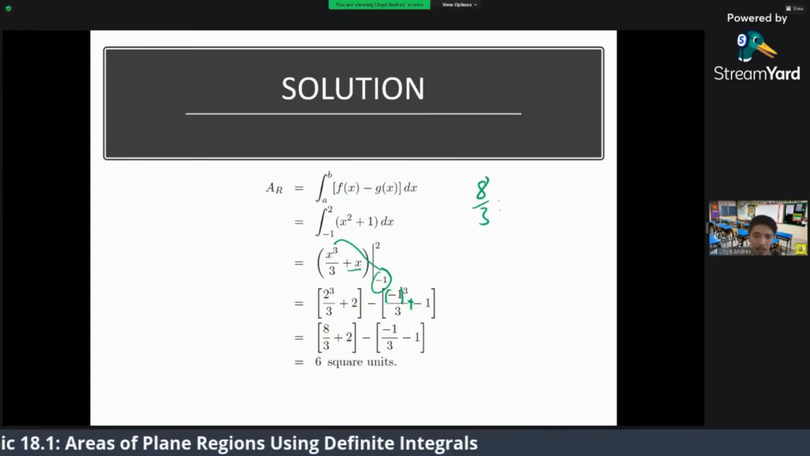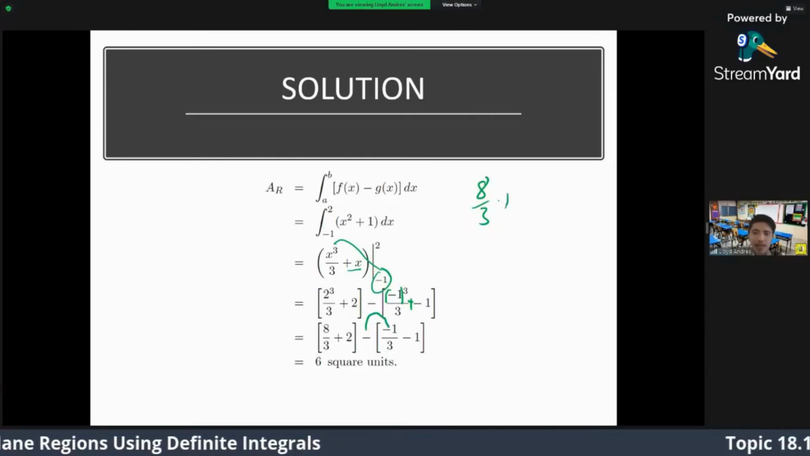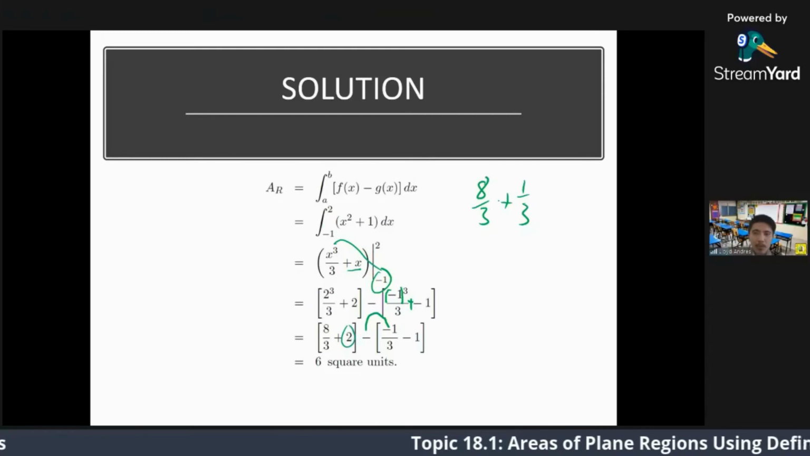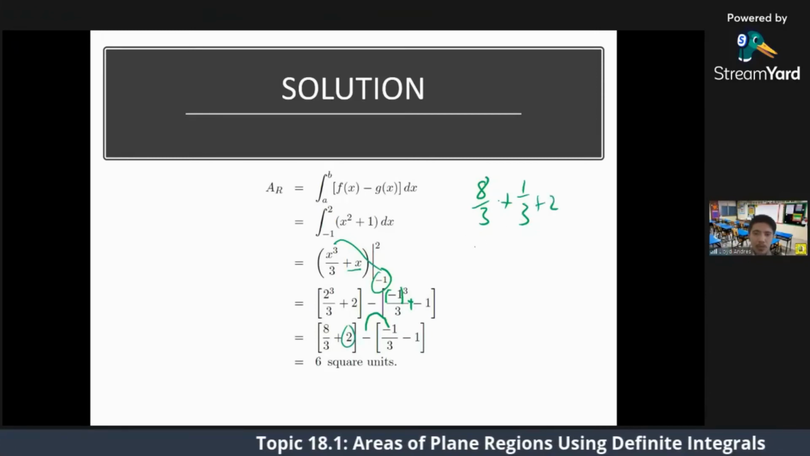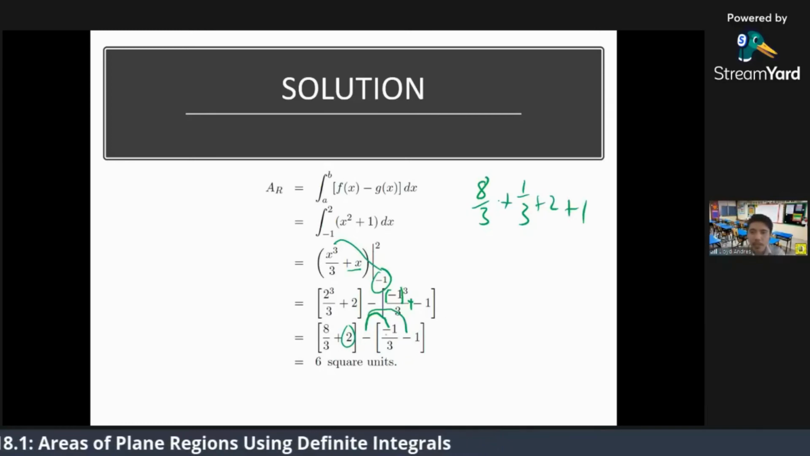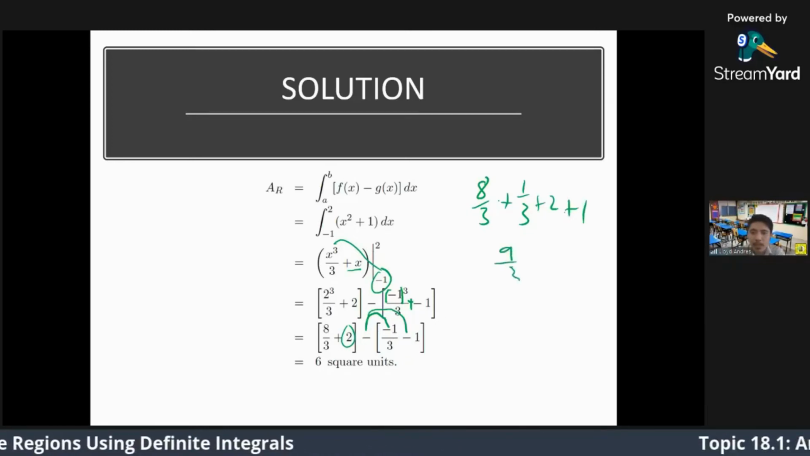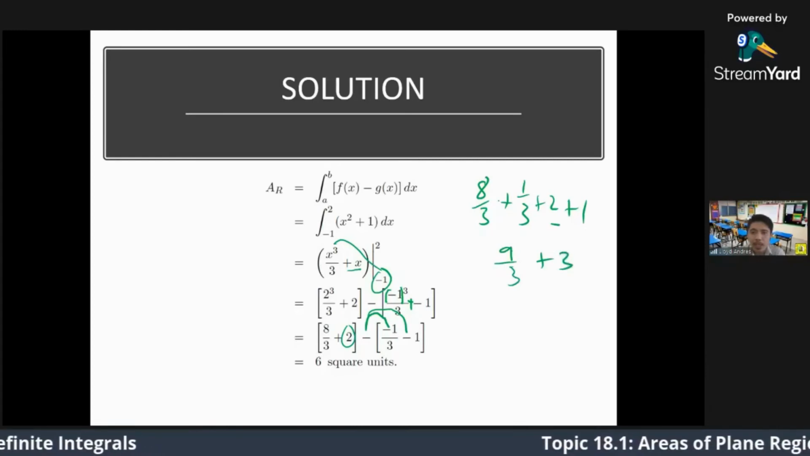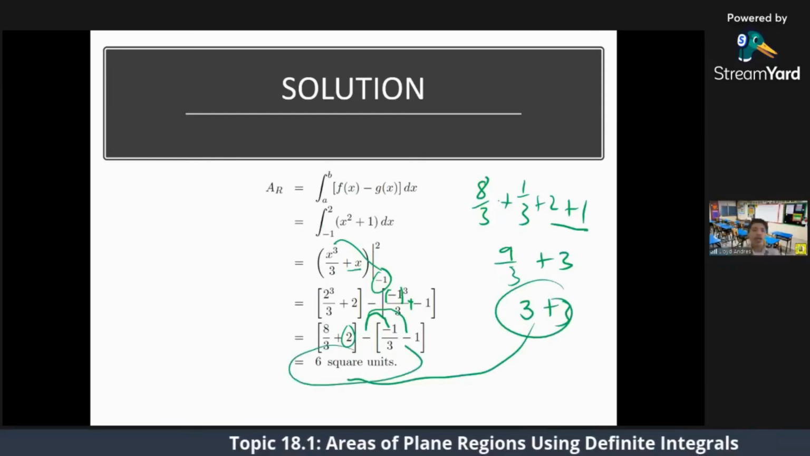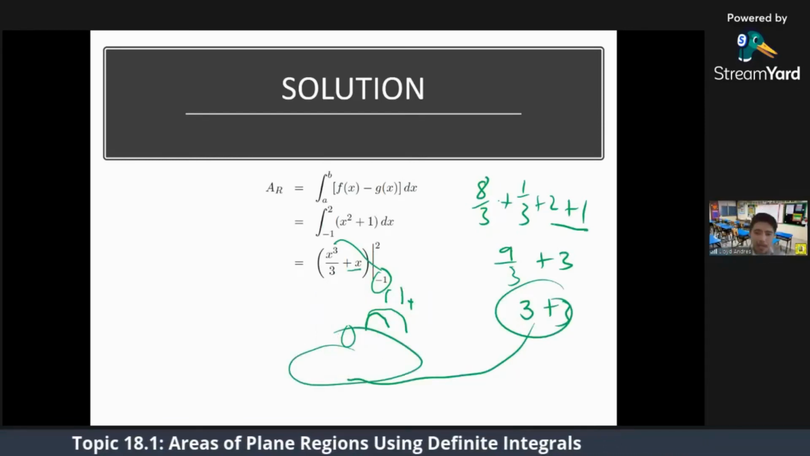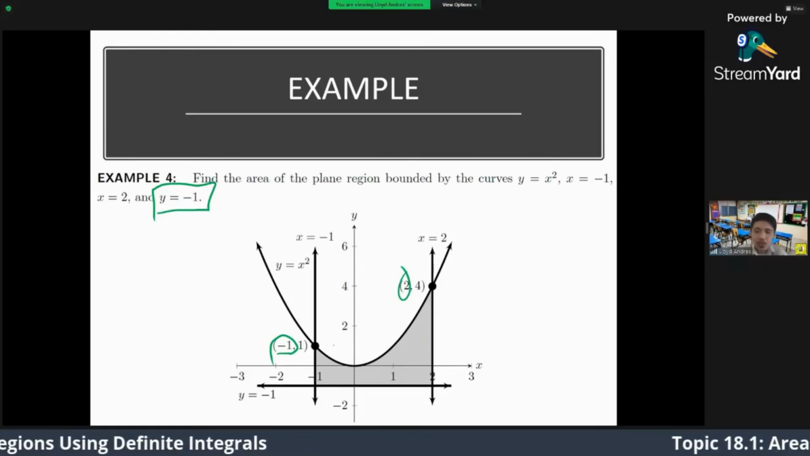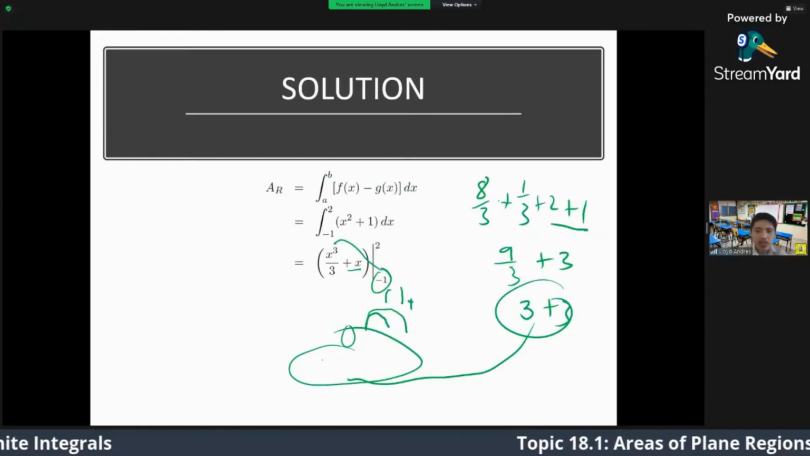To simplify actually kana, akong ginabuhat, 8 over 3, may distribute na ko sa negative, ma-plus na siya. Gipares na ko si 1/3, pareha sila over 3. Tapos karon si 2 na pod plus 2, distribute na sa negative, ma-plus 1. So 8/3 plus 1/3 mao na 9/3, plus 3 kay 2 plus 1. 9/3 is 3, plus 3 mao tong 6. So therefore ang area ani is 6 square units, tama? 6 square units.